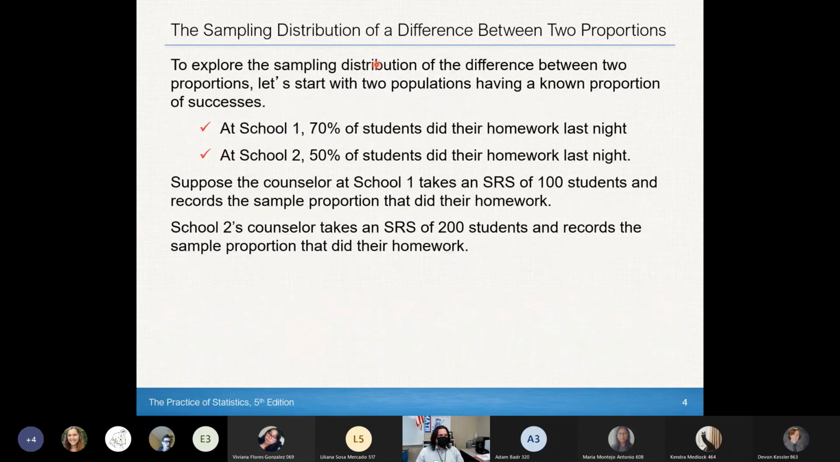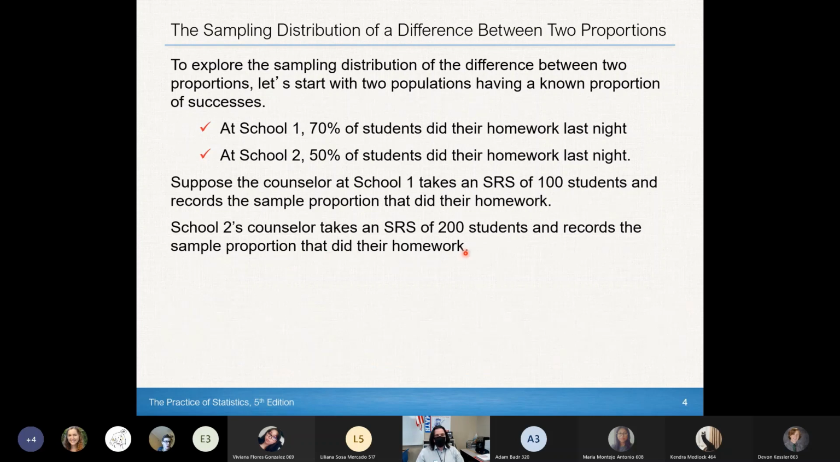So the sampling distribution of a difference between two proportions. To explore it, let's start with two populations having a known proportion of success. We're comparing two different schools. At school 1, 70% of students did their homework last night, and at school 2, 50% of students did their homework last night. Suppose the counselor at school 1 takes an SRS of 100 students and records a sample proportion that did their homework. School 2's counselor takes an SRS of 200 students and records a sample proportion that did their homework.